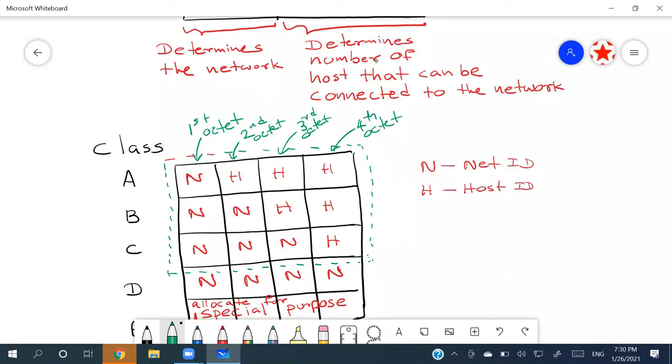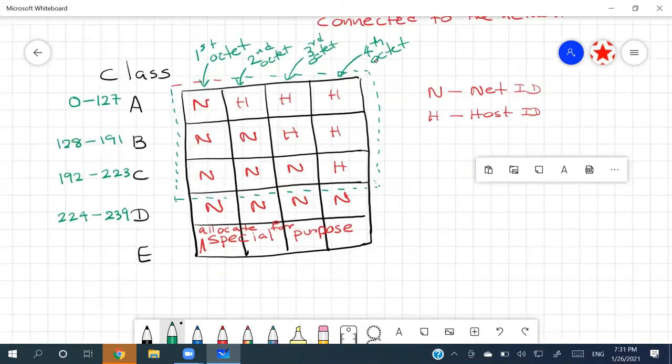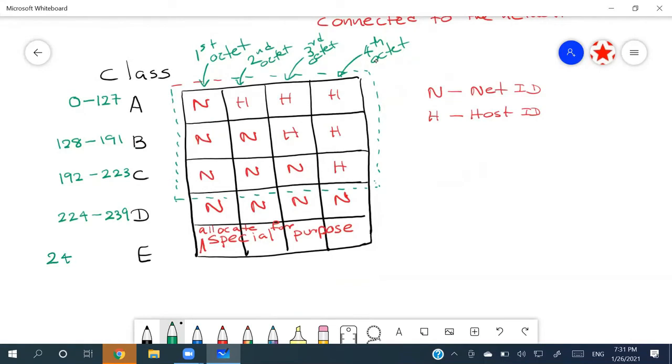Right? And I want you to write the ranges as well at the left hand side. Right? So මේ class A එක ගාව ලියා ගන්න 0-127. Class B range 128, 191. Class C range 192, 223. Class D 224, 239. Class E 240, 255.